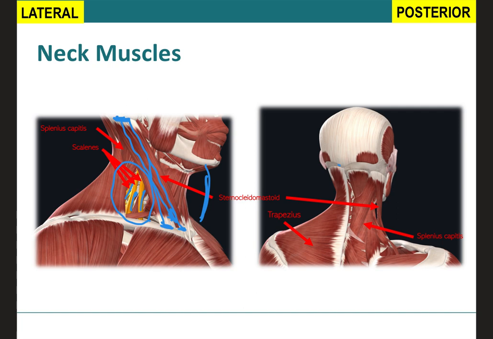Posteriorly, we have the trapezius, which is this huge muscle over here, and then the splenius capitis, which is going to be deeper. Both of these will pull in this direction, therefore they will extend the head at the neck. Now don't get the trapezius confused with the trapezium, which is one of the carpal bones. So it's just one letter different, but one is a muscle and one is a bone.